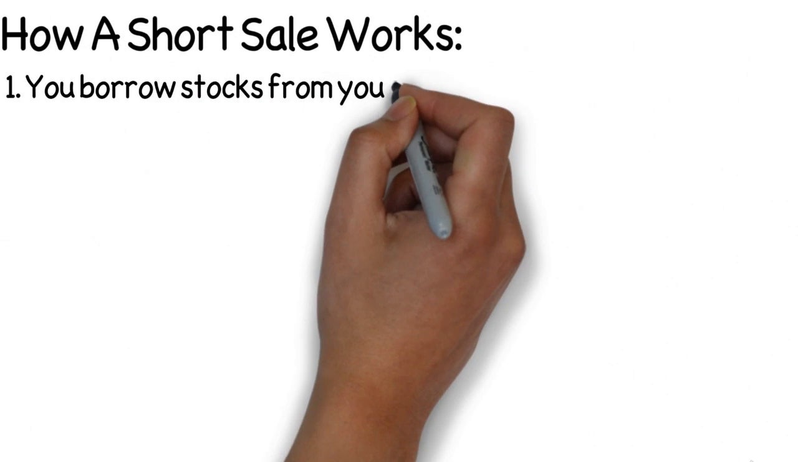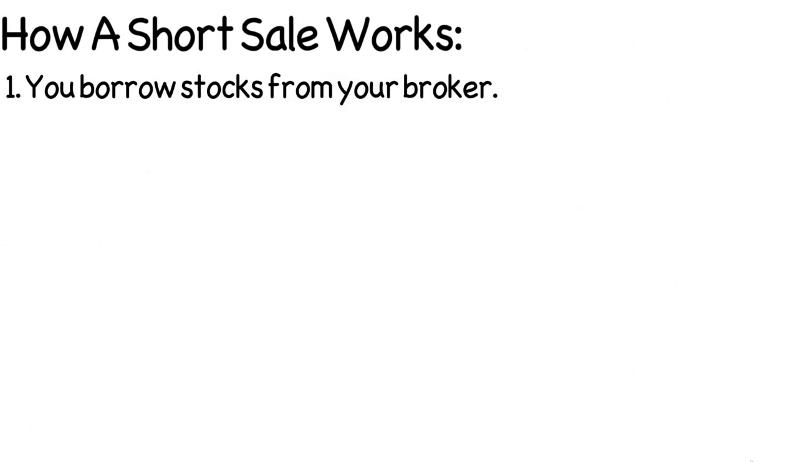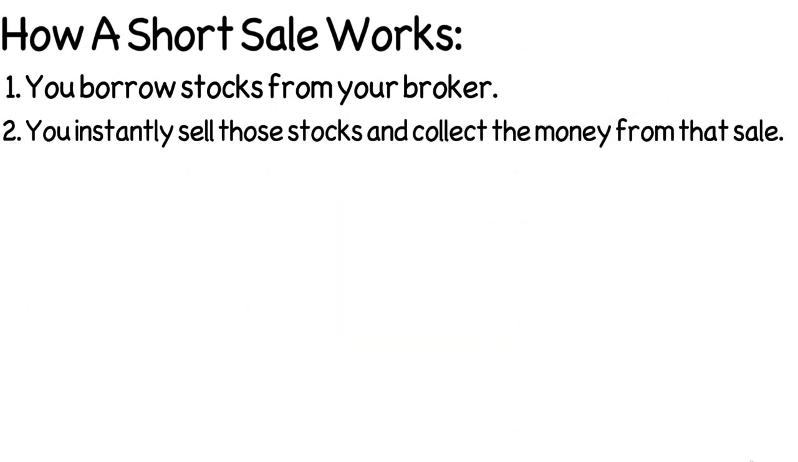So the way that a short sale works is just like this, right? The first thing that happens is that you borrow stocks from your broker. They will loan these stocks to you, and you have to pay these stocks back to them. So remember, you have to pay these stocks back. Now, the second step is that you instantly sell those stocks and collect the money from that sale. See, the market will always buy these stocks from you right away. As soon as your broker fronts these stocks to you, you will instantly sell them. You'll instantly get rid of them right then and there. And then you'll get money from that sale.